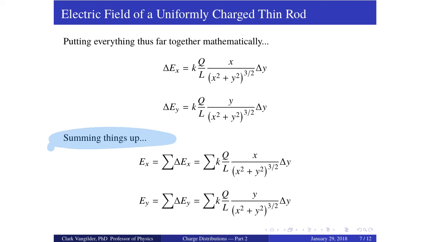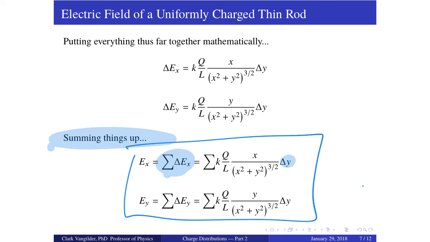So now, sum of all the parts. That's what that would be. If I sum up all of the chunks of the field in the x direction for every chunk of charge at every delta y, or I guess that should be delta x, in there. And same thing for the other one here. It's just a summing up process.